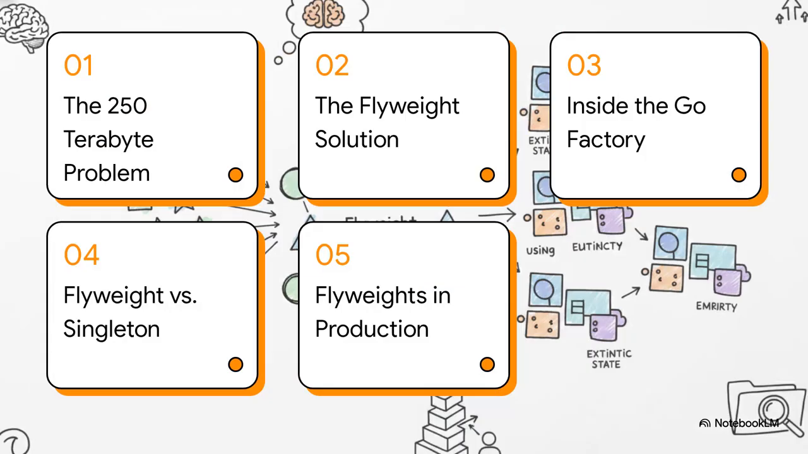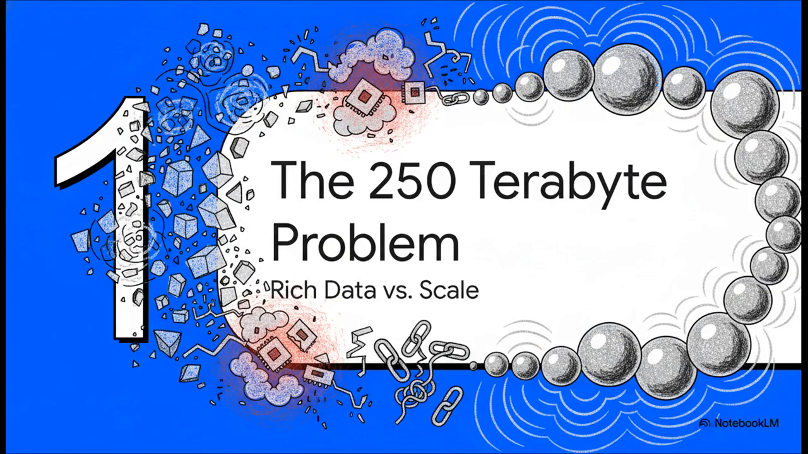So, here's how we're going to break it down. First, we'll dig into that 250 terabyte problem. Then, we'll unveil the solution, the Flyweight Pattern. We'll look at how to build it in Go, clear up some common confusion, and finally talk about making it truly production-ready. All right, first up, let's really nail down what this problem is all about.